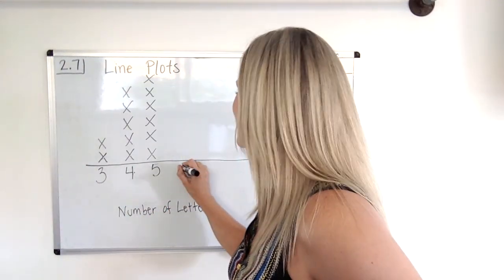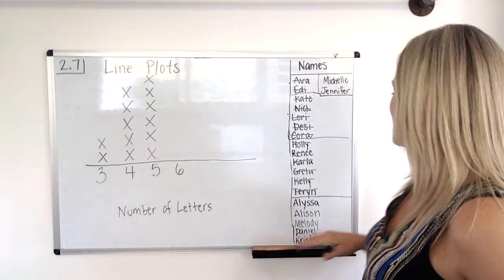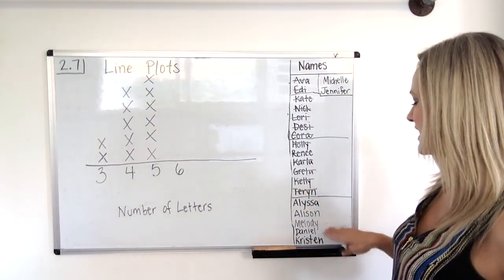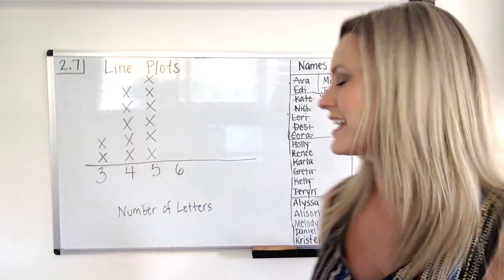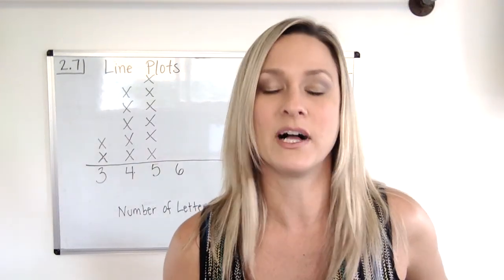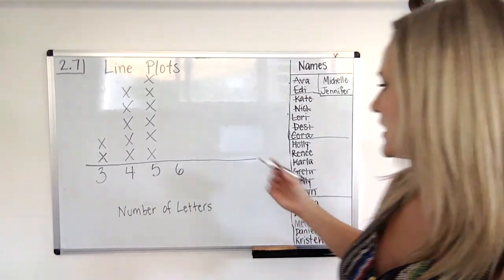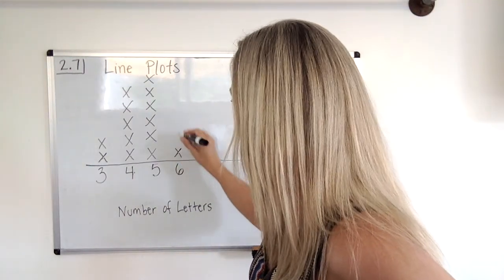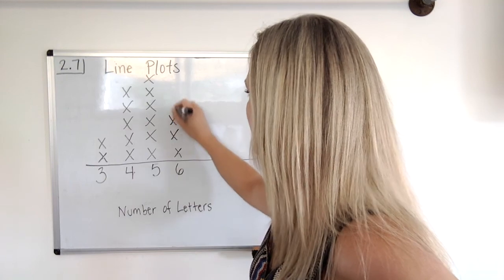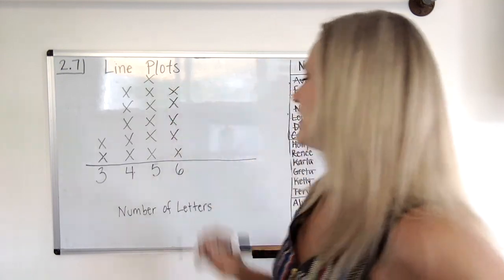Okay, so here we go. 6 letters. We've got Alyssa, Allison, Melody, Daniel, and Kristen. Okay, how many people have 6 letters in their name? 1, 2, 3, 4, 5. Okay, so let's do that. 1, 2, 3, 4, 5.